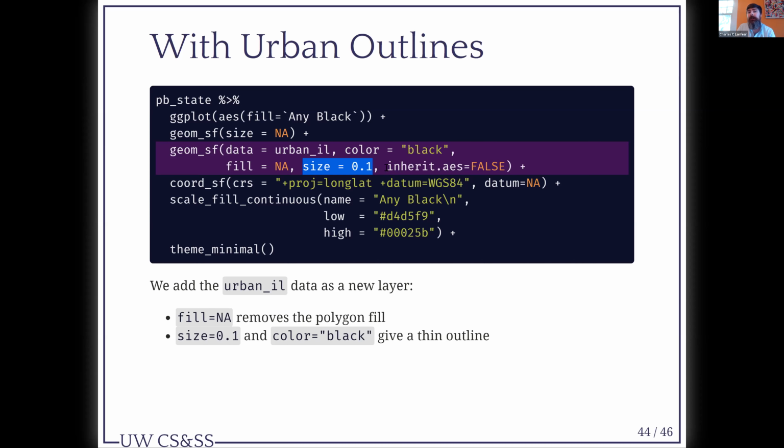And then this is important. inherit.aes equals FALSE says do not inherit any aes specified in the top level ggplot call. So I don't want fill equals anything, because I don't want my polygon filled with anything.